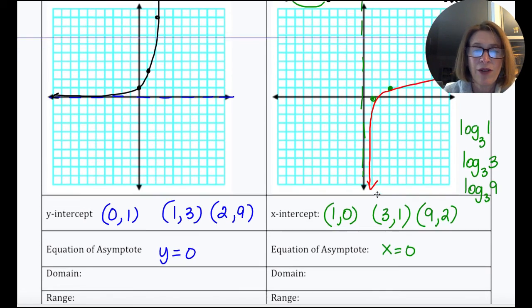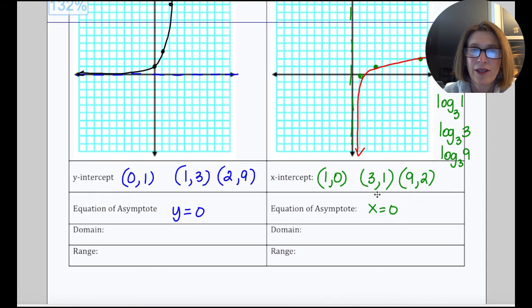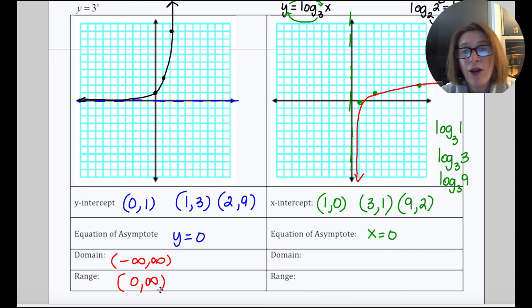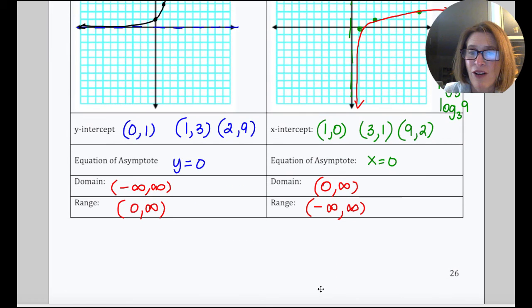All right, so let's look at domain and range for a second. Here, let me make this a little bit smaller so you can see all of it. There we go. Okay, so we know that our domain on the exponential function is negative infinity to infinity, and y is greater than 0, so 0 to infinity. So look at the graph now. All of my x values have to be greater than 0 because they can't pass that asymptote. So we just flip the domain and the range. And that would be how you graph the log function.